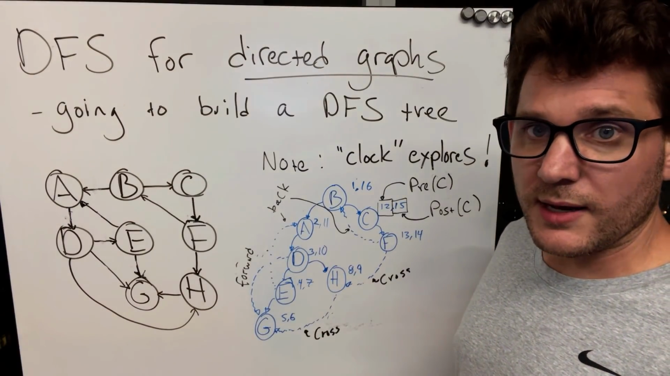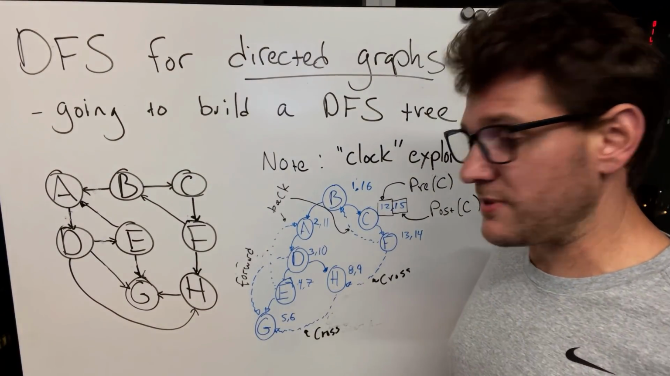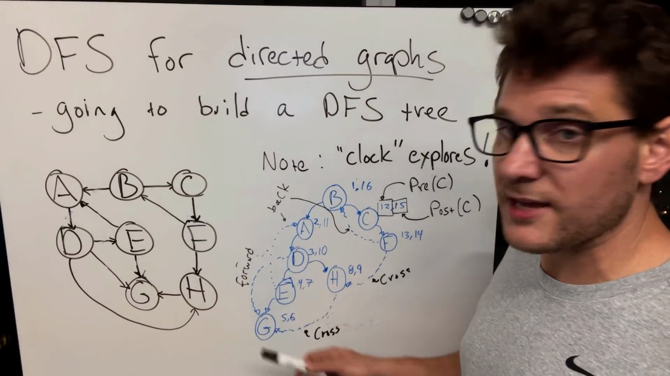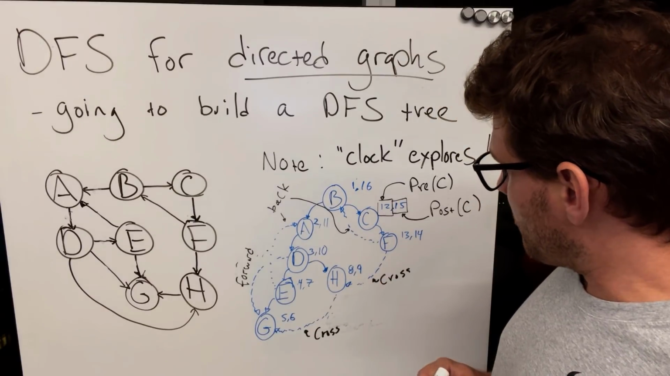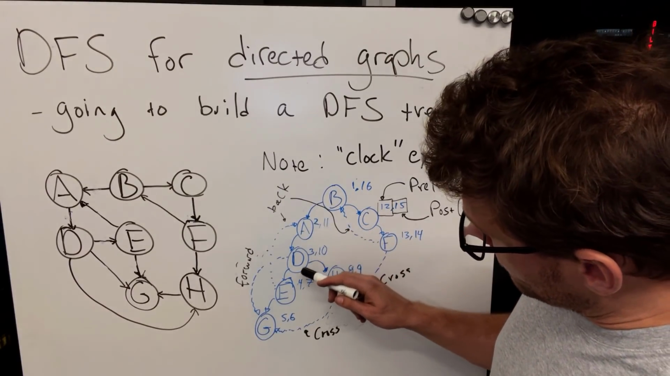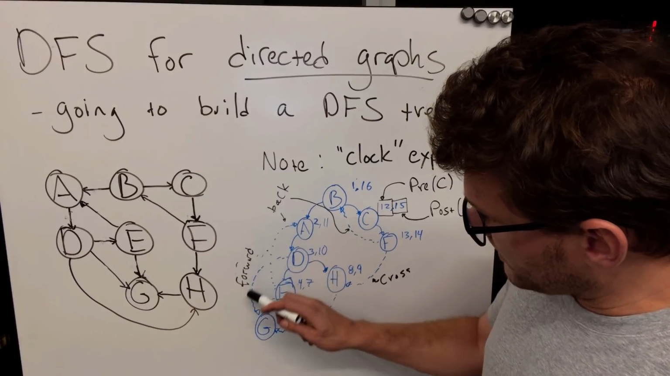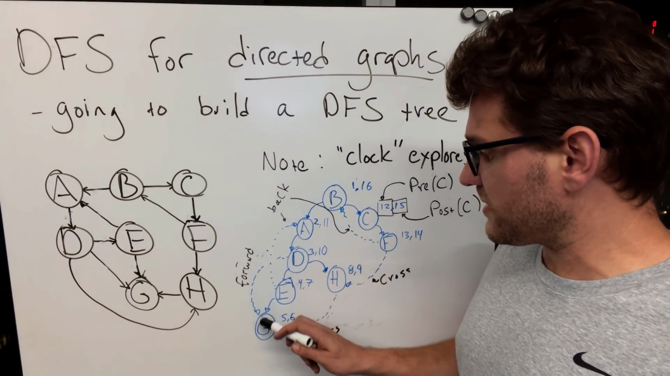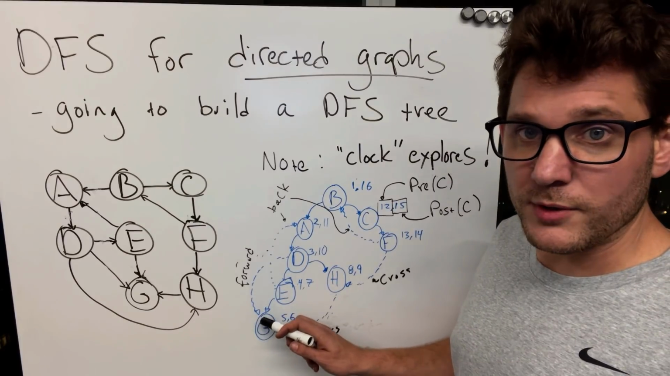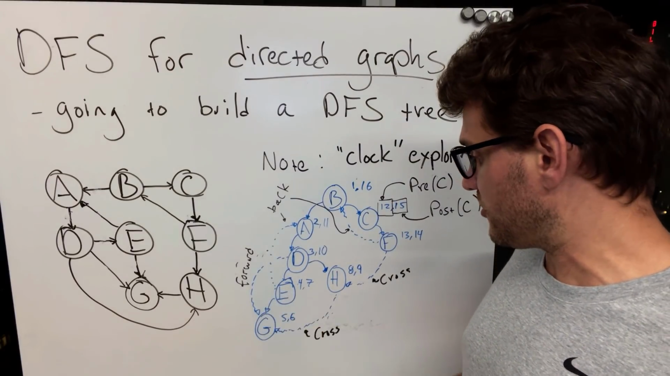So I marked them with dotted lines. Notice that there's three types of these dotted edges here. There are some dotted edges that take you from some node, let's say going from D to G. This edge right here takes you from D to one of its descendants, and we're going to call that a forward edge.